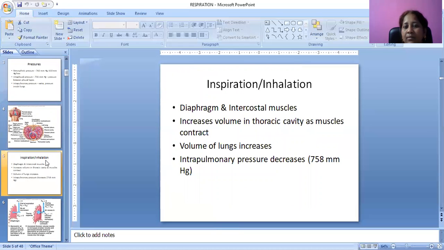Inspiration, that is inhalation. In this process, the diaphragm and intercostal muscles help. It increases the volume of the thoracic cavity as the intercostal muscles contract. The volume of the lungs increases. Intrapulmonary pressure decreases to 758 mmHg.